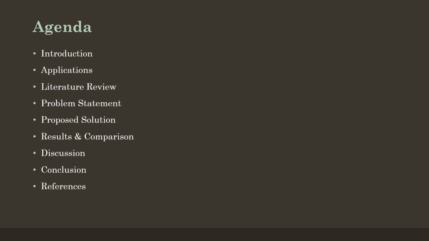This slide outlines the flow of my presentation. I will walk you through an introduction to IoT and the issue of security and the application of IoT in real life, a literature review to understand what work has been done before, a problem statement to highlight what is still missing, our proposed solution using machine learning algorithms, the results in comparison from our experiment, a discussion to interpret the findings, a conclusion to summarize everything, and finally the references we used.